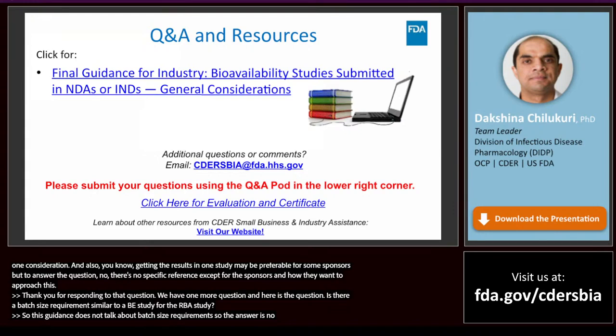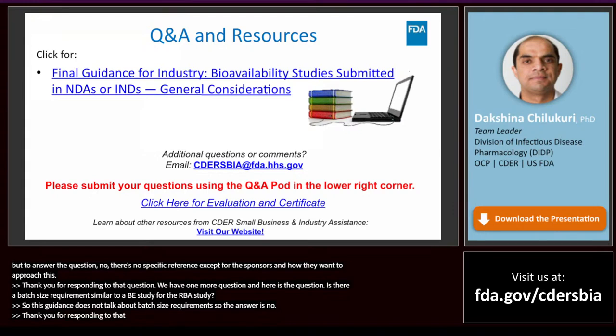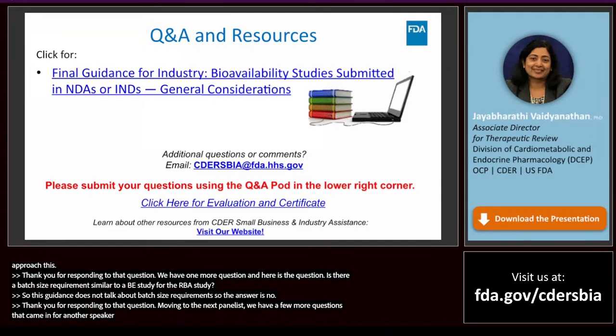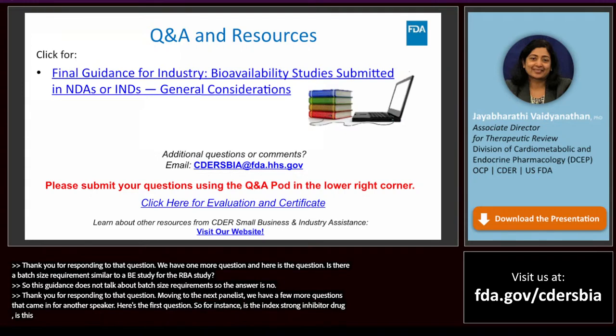Thank you for responding to that question. Moving on to our next panelist, we do have a few more questions that came in for Dr. Jayabharathi Vaidyanathan, and here is the first question for Dr. Vaidyanathan. How can a drug be classified as an index narrow therapeutic drug, and on what basis is it classified? For instance, is an index strong inhibitor drug classified if it causes more than a 5-fold change in AUC?